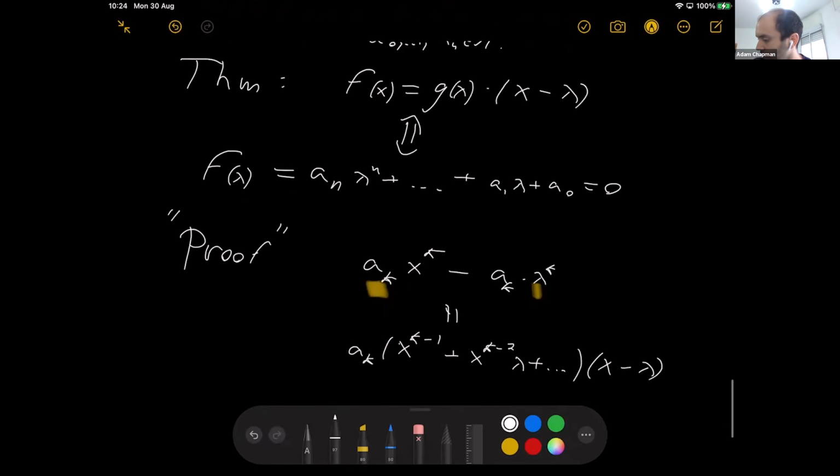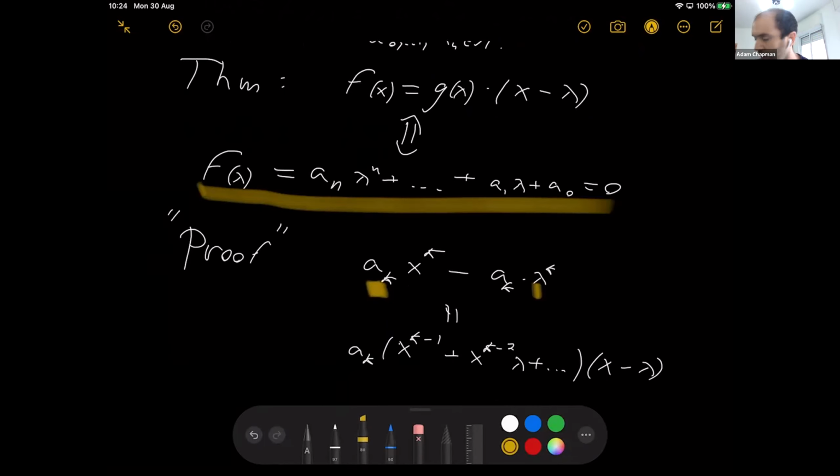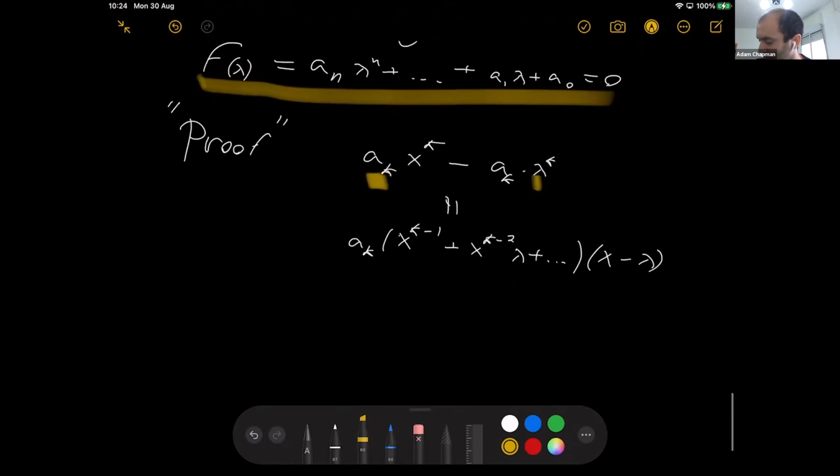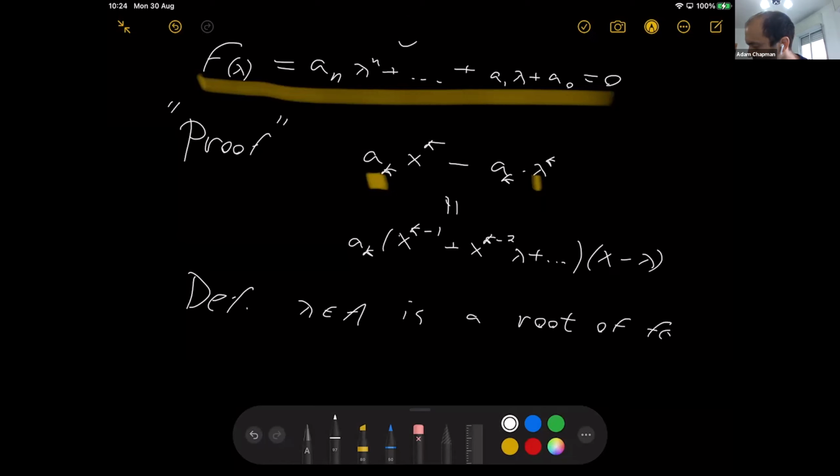So the moment you have a lambda that satisfies this thing, I give it a name, and the proper name for that would be a root. Okay, so the definition is that lambda from A is a root of f(x) if f(lambda), defined the way I defined it four lines ago, equals 0.